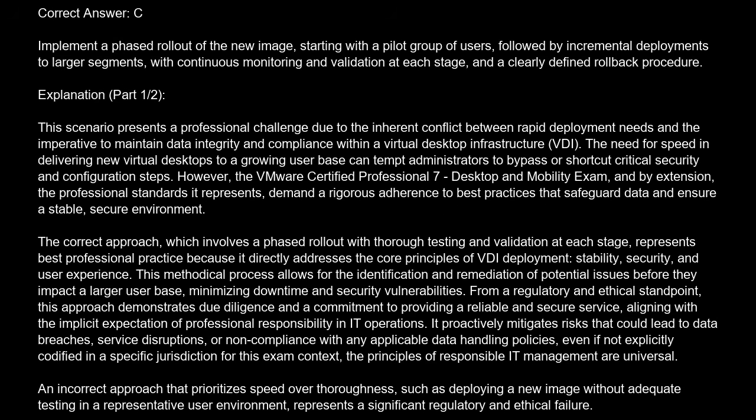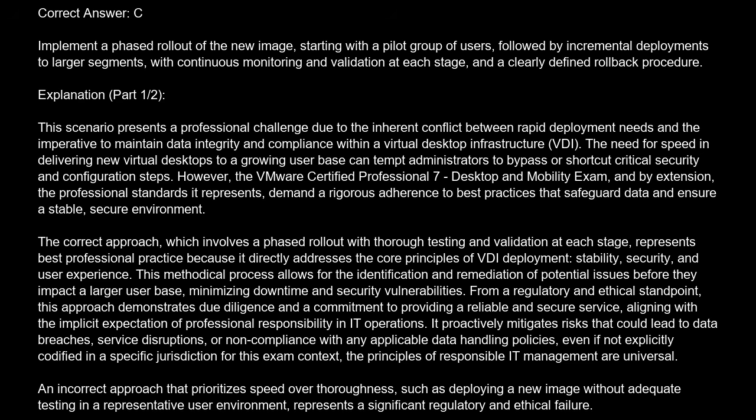The correct answer is C. Implement a phased rollout of the new image, starting with a pilot group of users, followed by incremental deployments to larger segments, with continuous monitoring and validation at each stage, and a clearly defined rollback procedure. Explanation. This scenario presents a professional challenge due to the inherent conflict between rapid deployment needs and the imperative to maintain data integrity and compliance within a virtual desktop infrastructure, VDI.